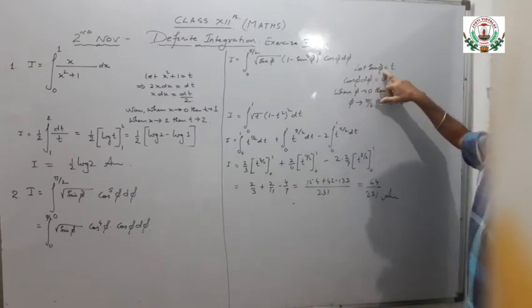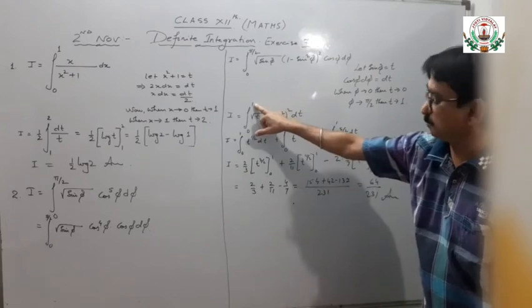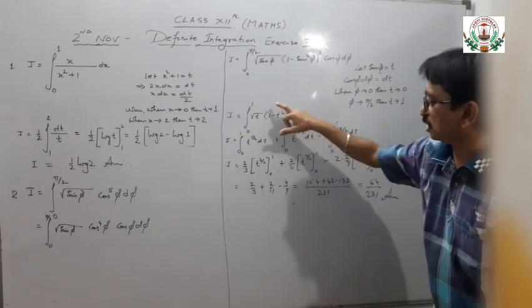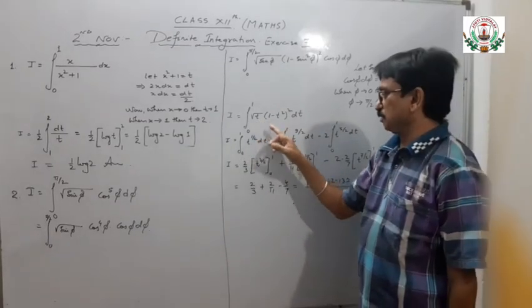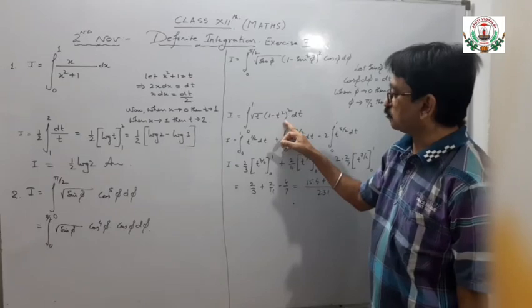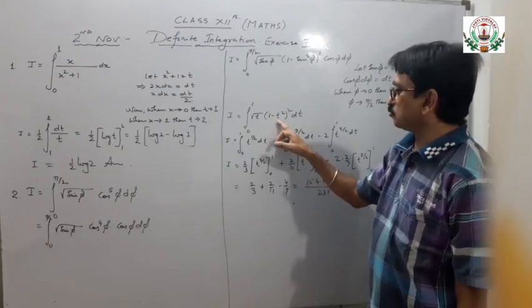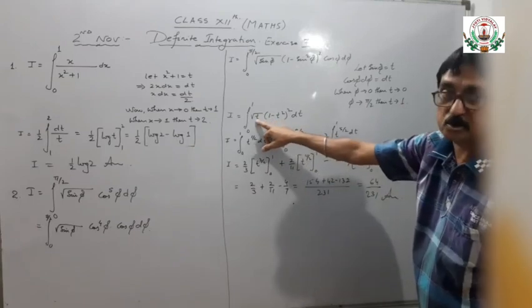Sin pi by 2, sin 90 is 1, so the upper limit will become 1. Now by simple simplification, laws of exponents, we get integration 0 to 1 t to the power 1 by 2. First of all, you open this (a minus b) the whole square, a square plus b square minus 2ab, and after that you just multiply by the laws of exponents.